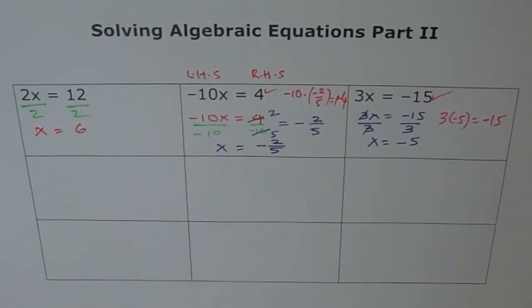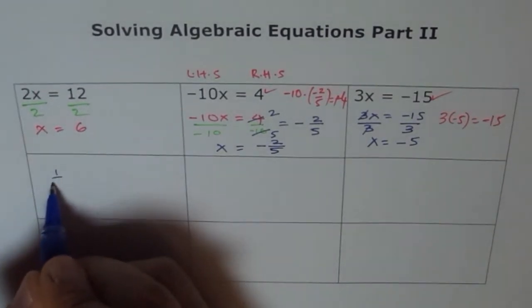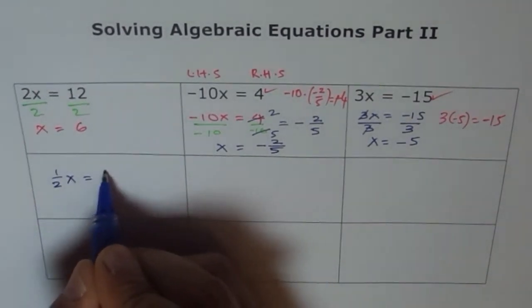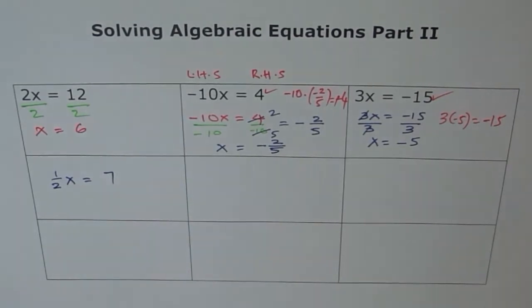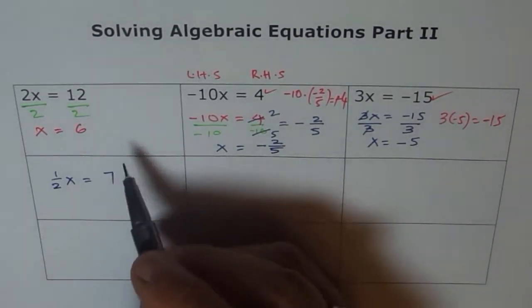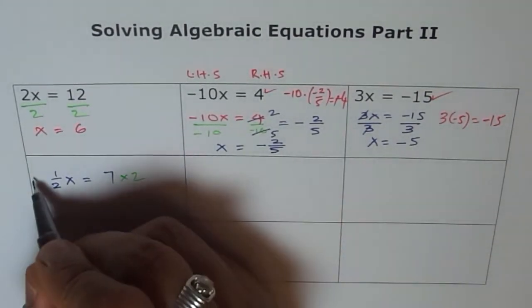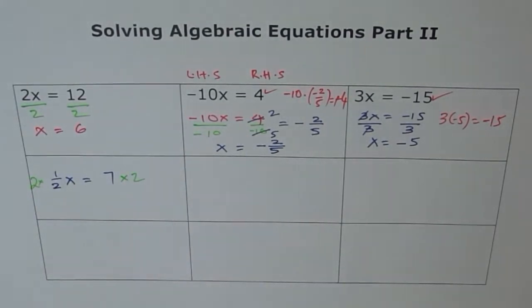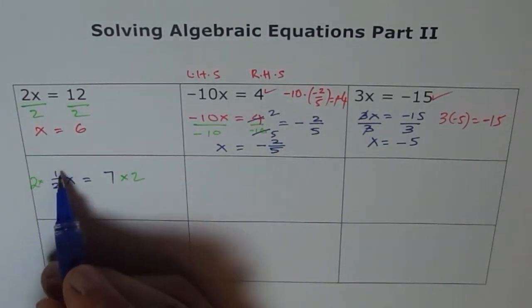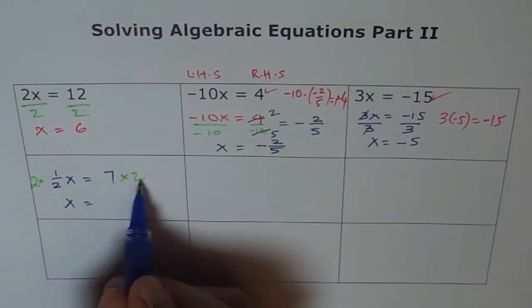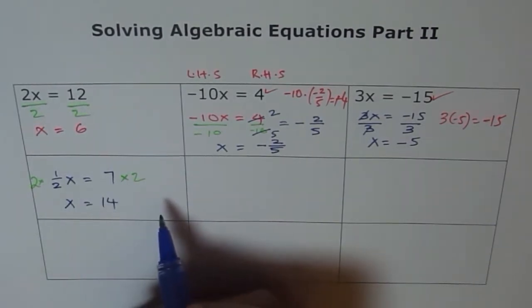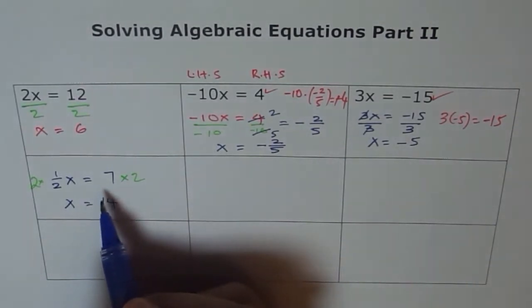Now let me do division. If I say half x equals to 7, that means x is how much? What will I do? I will multiply by 2 both sides. If I do that, 2 divided by 2 is 1. So I am left with x and 7 times 2 is 14. So 14 is my answer. Can I check it?